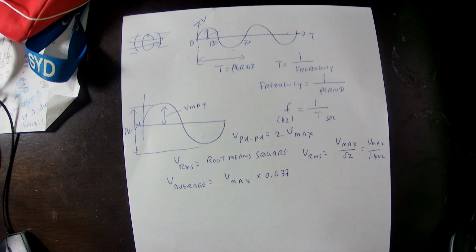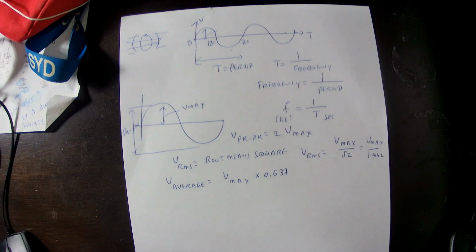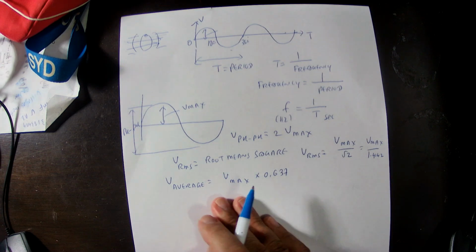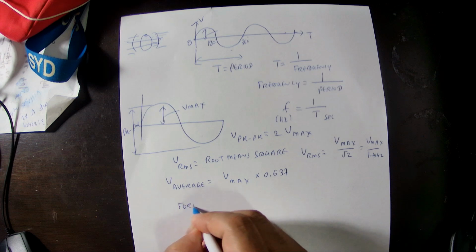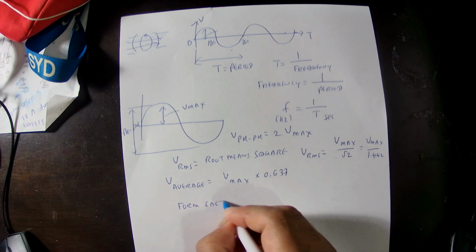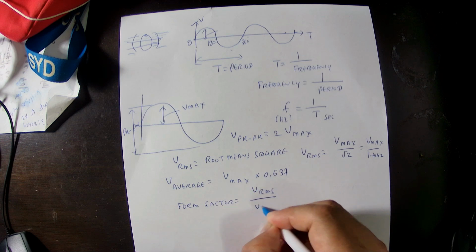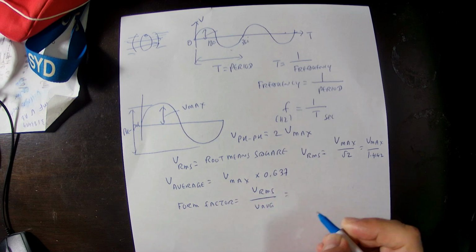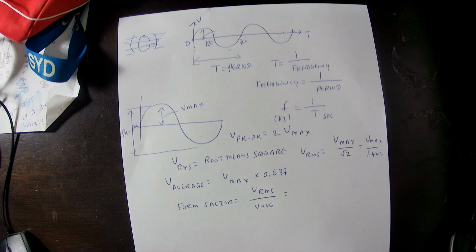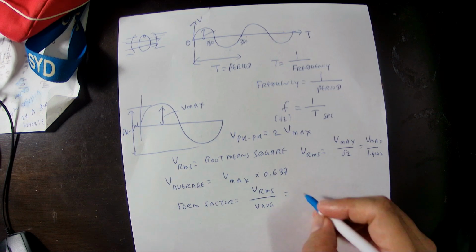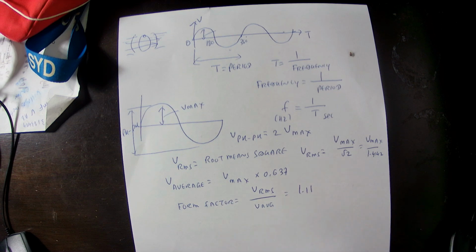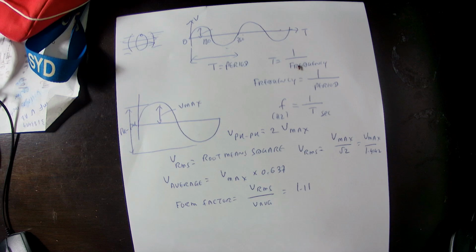The next one is that the ratio of the RMS and average value is the form factor. Form factor is VRMS divided by V average. For the sinusoidal waveform, the form factor is 1.11. So this is the way we calculate the form factor, VRMS, and the average for the AC waveform.